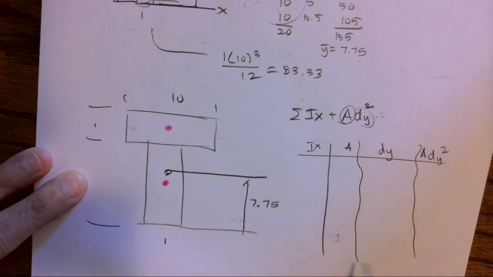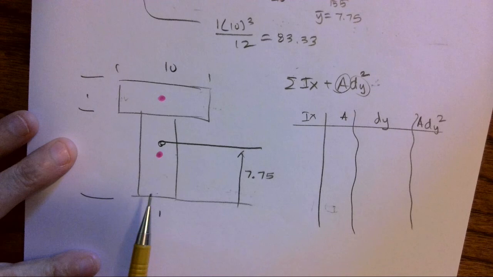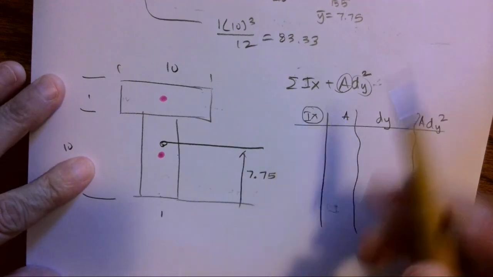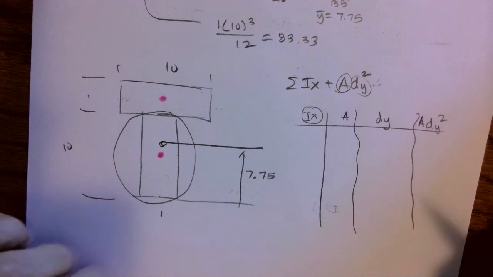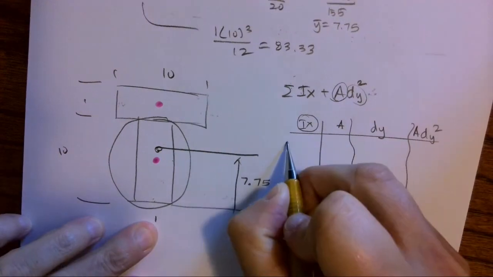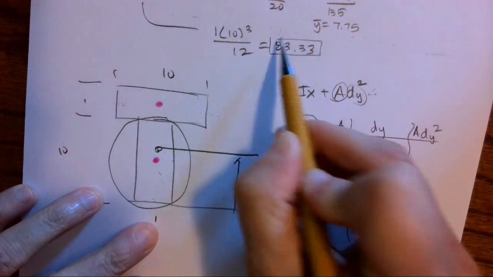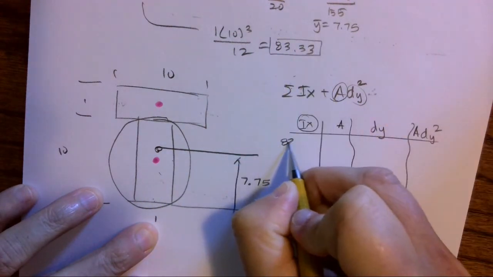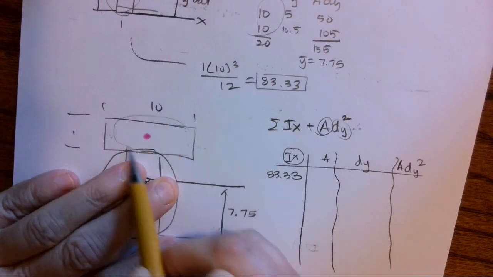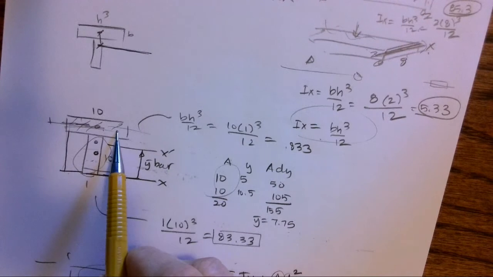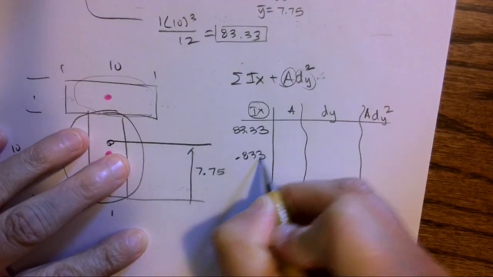Okay, so the moment of inertia of this bottom piece, when I find I_x, I'm just talking about the singular, the moment of inertia about itself. 1 b h cubed over 12, and we already found that right here. Okay, now I need to find the moment of inertia of this top piece about itself, pretending it's singular, 0.833. We already found those areas.